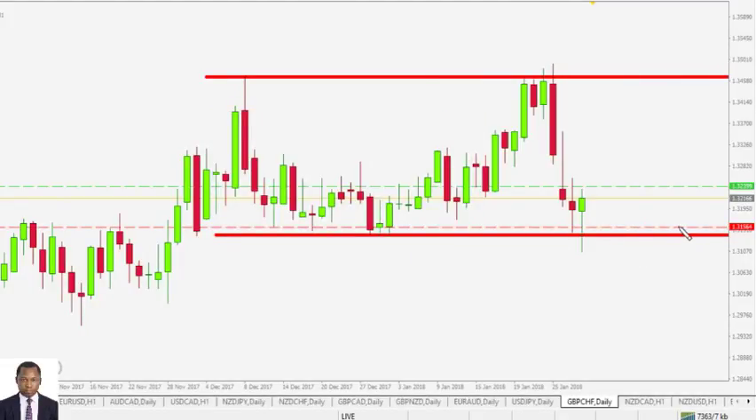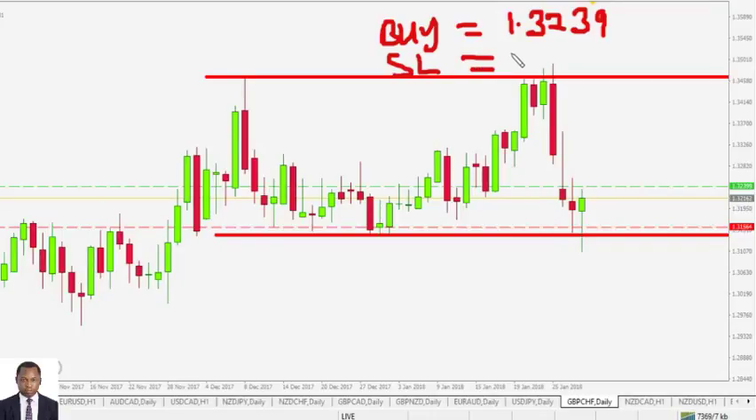Let's keep it around the 1.3156 level. So the buy stop order is around the 1.3239 level. The stop loss is around the 1.3156 level. That's the stop loss. Okay, so in order to take this trade, we need to calculate our lot size. So what's the value from our entry to our stop loss in pips? This is about 84 pips.